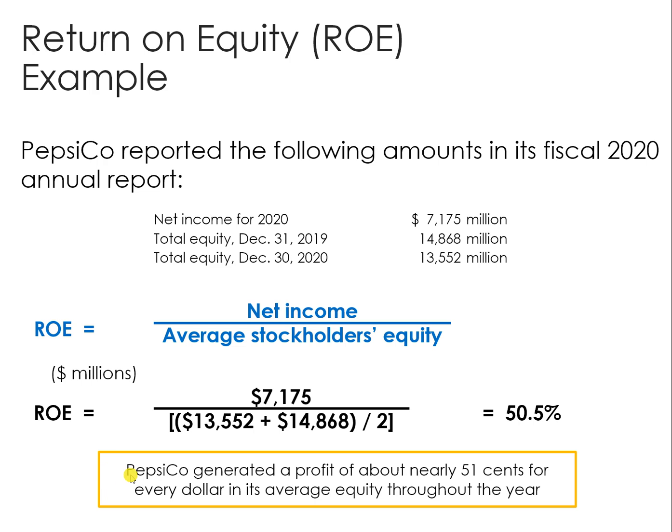So the interpretation is PepsiCo generated a profit of about 51% for every dollar shareholders invested throughout the year.